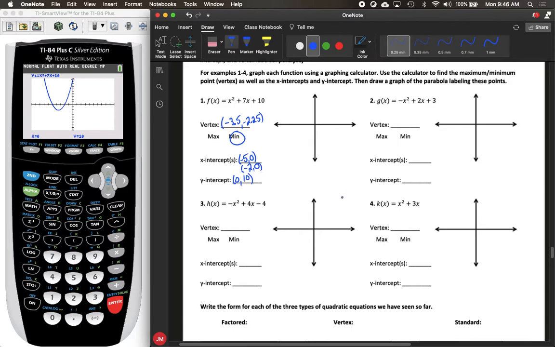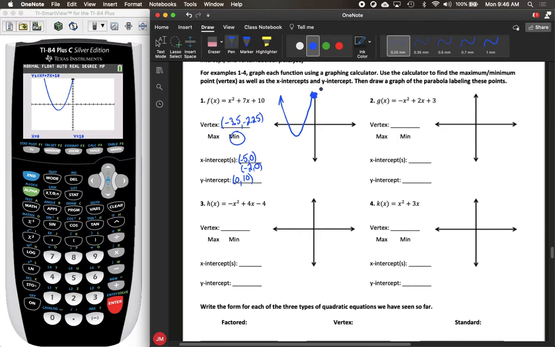And now we are ready to draw in our sketch. When we draw in our sketch, probably the easiest way to do that is to draw in what the graph looks like as best you can. So something kind of like this. And then to simply label each of those points.